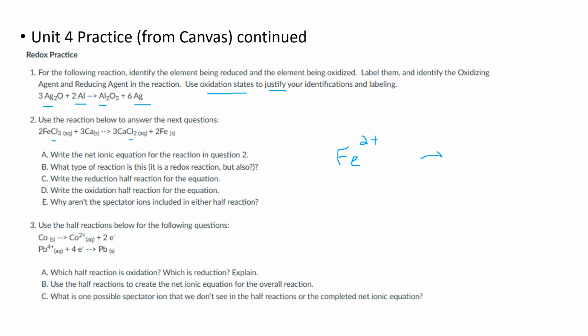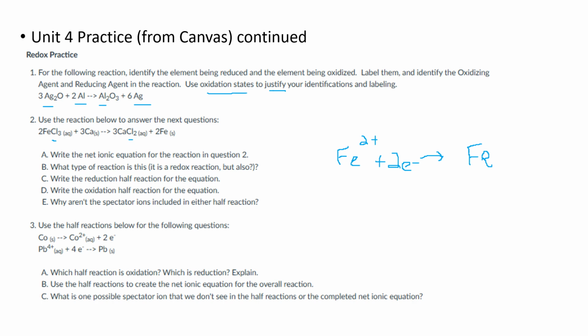So in order to become just Fe, hopefully we remember what had to be transferred to it in order for it to do this. But if it's going from a 2+ to a 0, it means it had to gain some negatively charged subatomic particles called electrons. And the number of electrons that it had to gain was 2. So we have to put those electrons over here on the reactant side. So Fe2+ plus 2 electrons gives us Fe. That was really, really messy. Okay, write the reduction half, part D, right?